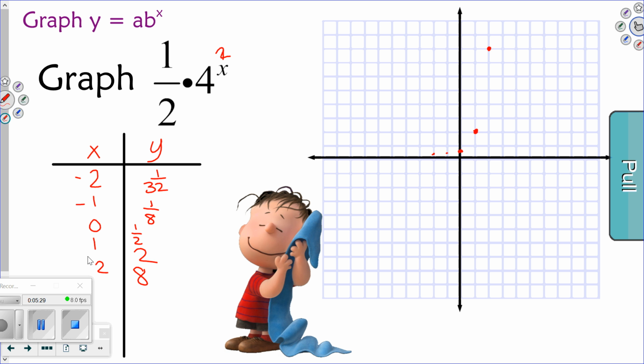Now, the question is, if I went further negative, will it ever drop below that line? It's never going to drop below 0. So if you kind of draw this line in, oh, that was a terrible line.